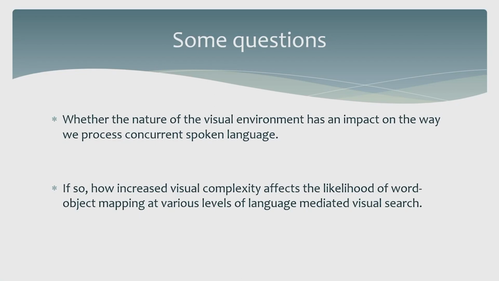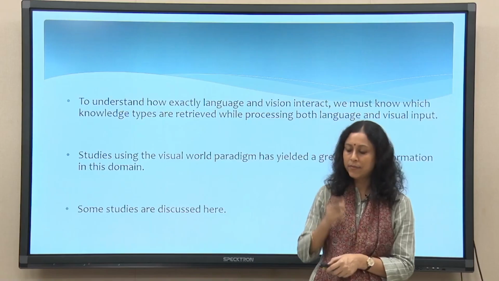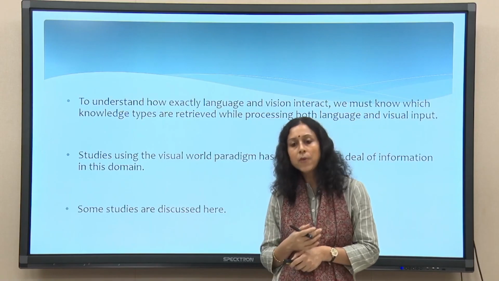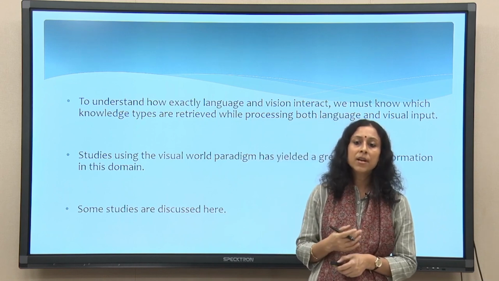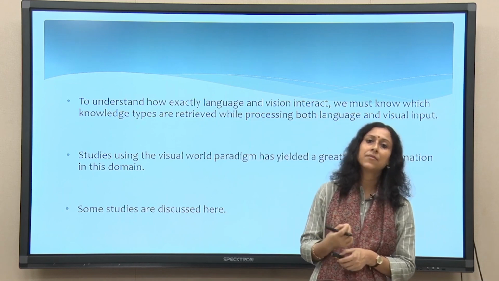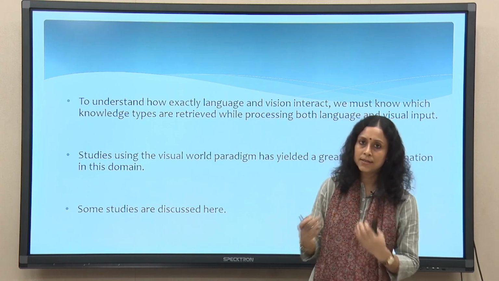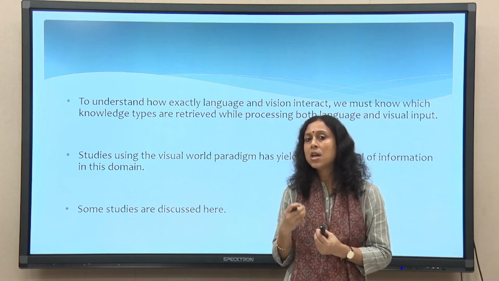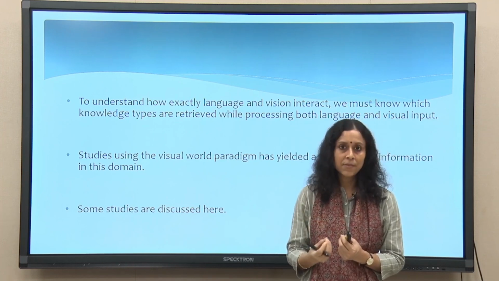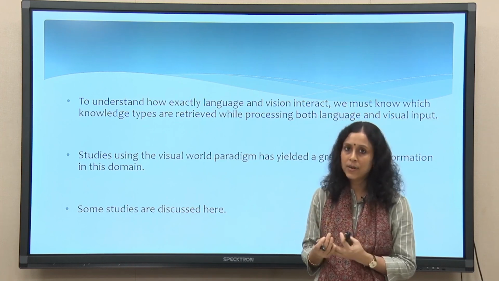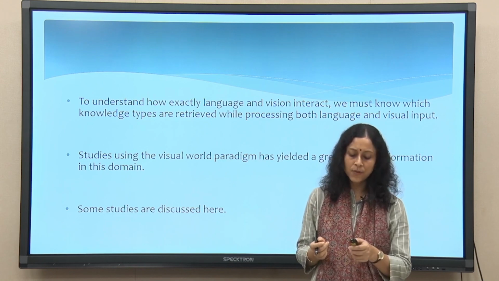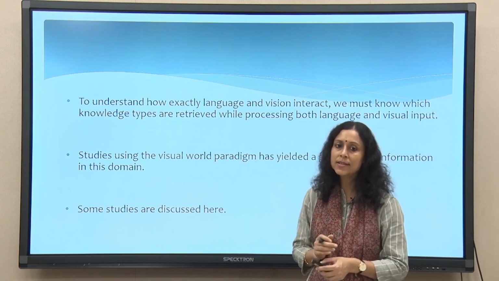So, if there is an interaction, how does increased visual complexity affect the likelihood of word object mapping at various levels of language mediated visual search? This is something we will look at shortly. To understand how exactly language and vision interact, we must know which knowledge types are retrieved while processing both language and visual input. It is fine, we know that there is an interaction, but what kind of input system is retrieved, what is activated while we are looking at a particular scene, is what takes us to the finer nuances of this relationship.